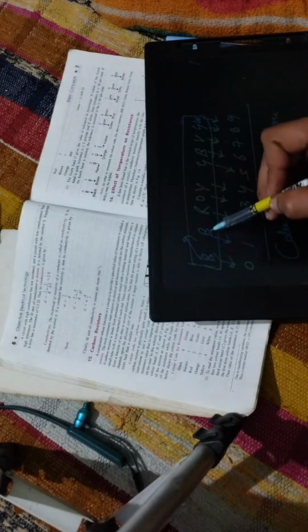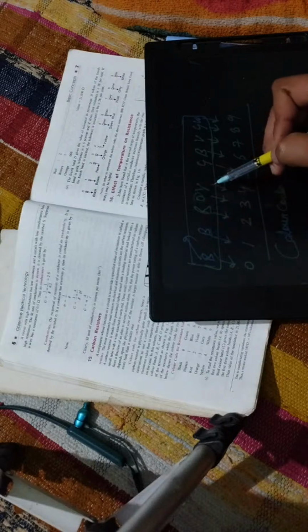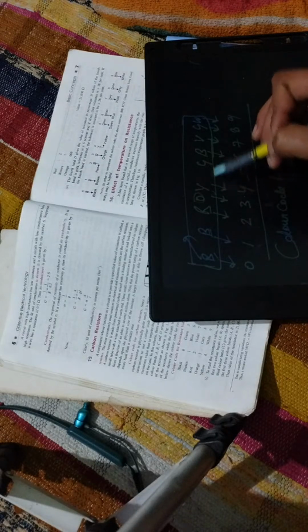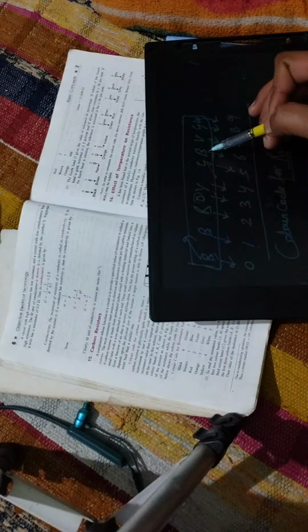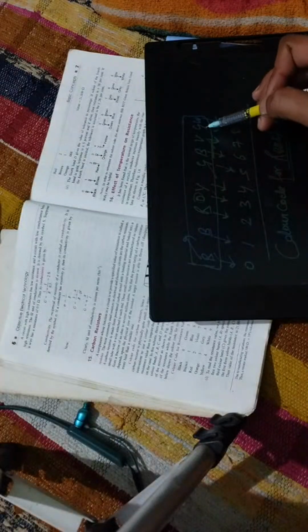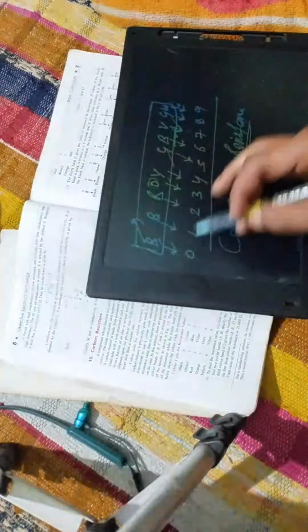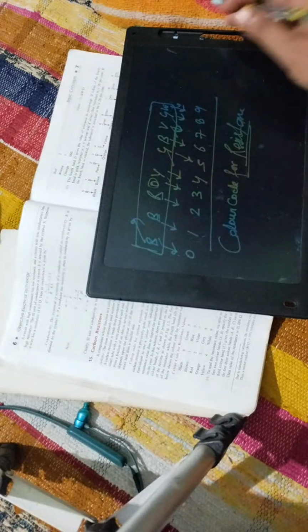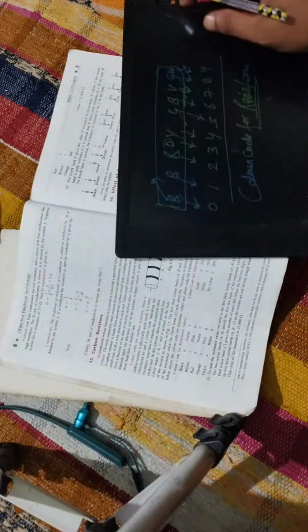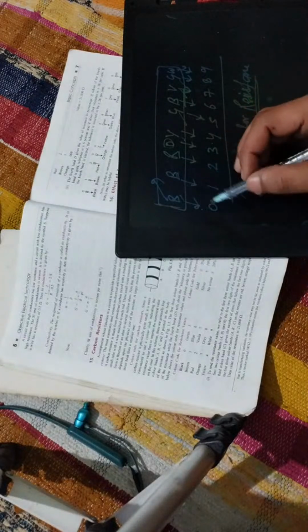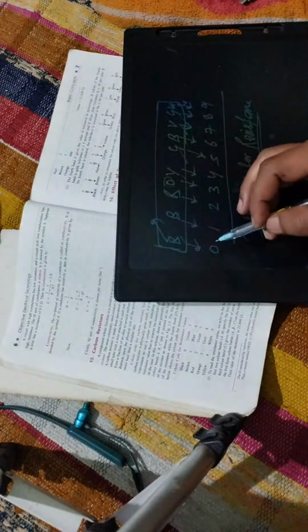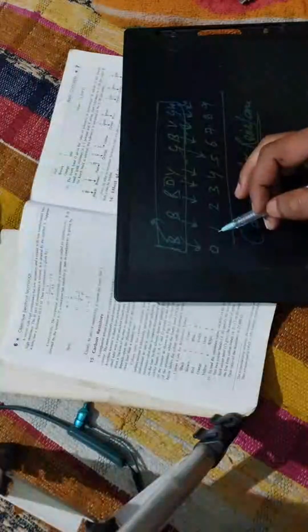Black, brown, red, orange, yellow, green, blue, violet, gray, and white. That is the classification of resistance according to the color coding. We can find the resistance by the color coding. The color coding gives you a specific number according to the resistance.